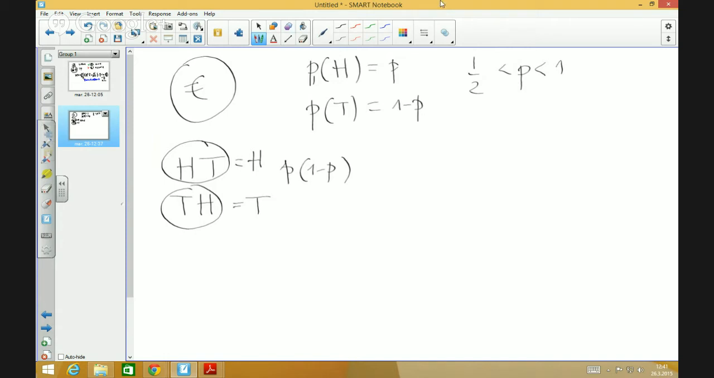And the formula, which we are not going to derive, but I'll just give it to you, is that the average number of flips that you need to make is 1 over P times 1 minus P. That's the average number of flips.